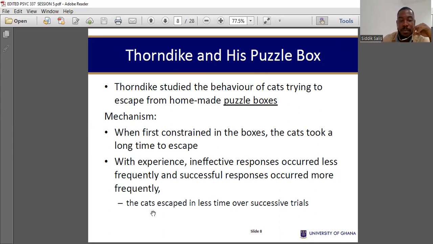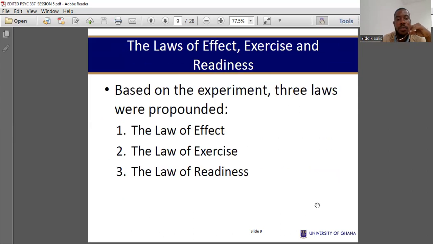So the cats escaped in less time over successful trials. From the beginning you struggle, then you struggle less, then before you know it, it becomes second nature. Based on the experiment, three laws were propounded. I've mentioned that already, but this is what you have to keep in mind. The three laws propounded during these studies are the law of effect, the law of exercise, and the law of readiness.